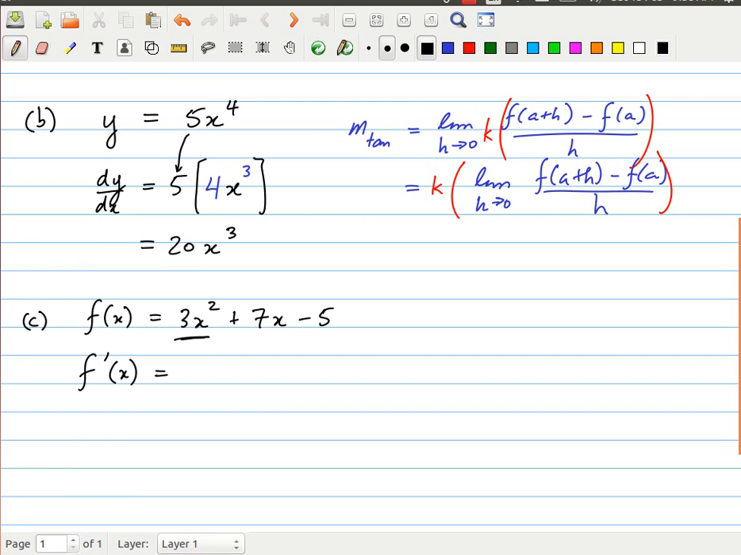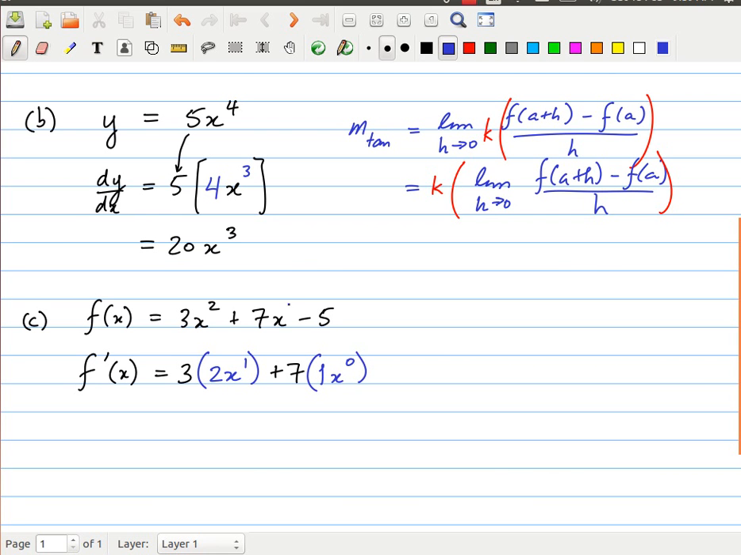So we're going to handle this in the exact same way, which is we are going to keep the 3 as it is, but then we are going to multiply that by 2x to the power 2 minus 1, which is 1. Then we add to that 7, and then we're going to take the derivative of the x. Well, what is the derivative of x?